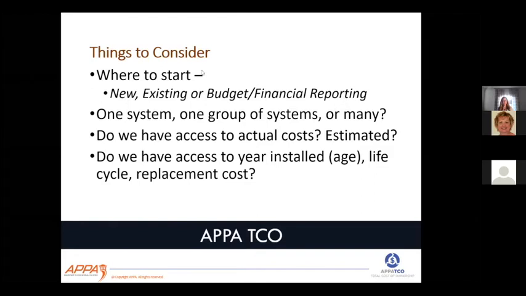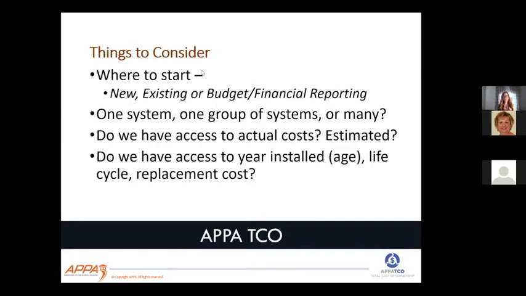Are they estimated? Obviously, actual costs are best, but if you don't have access to that, that's okay. Estimated costs are also very good. And I'll show you how you can use that just to either showcase that to executive leadership or use that within your own environment to implement.